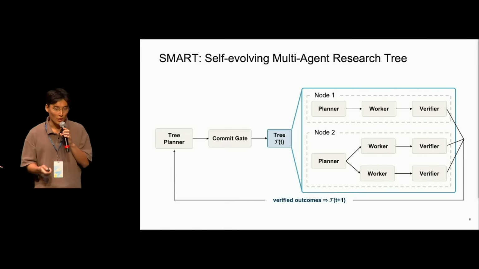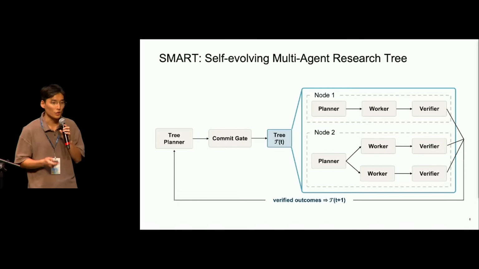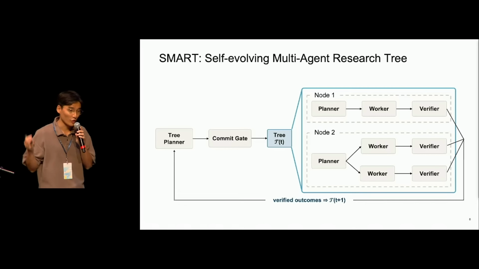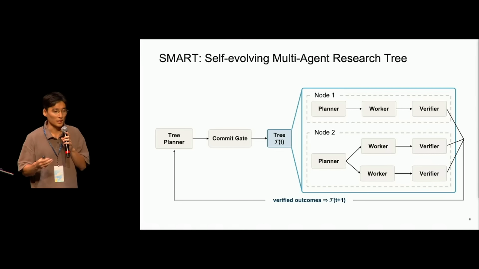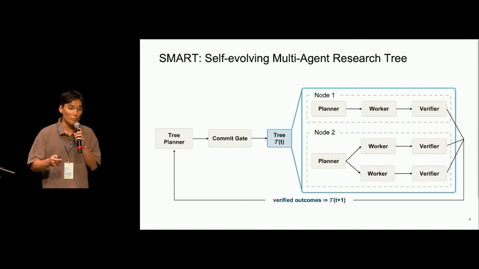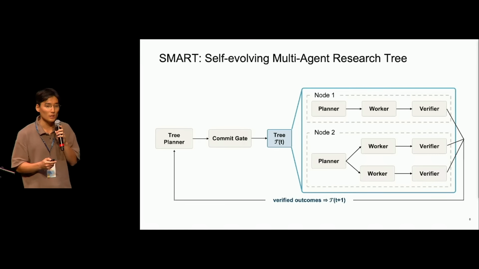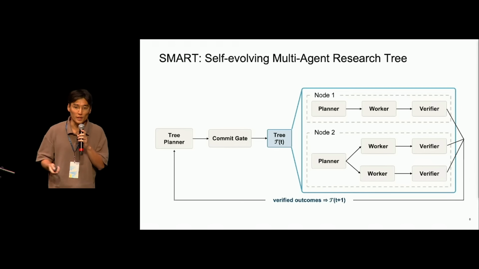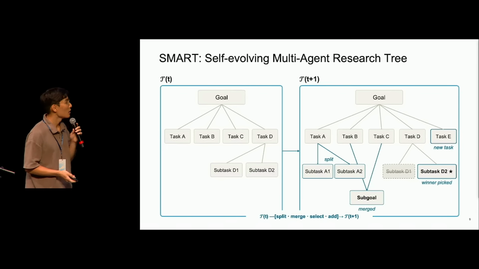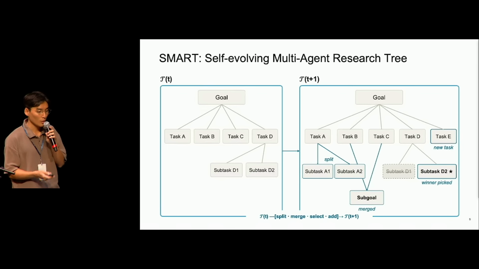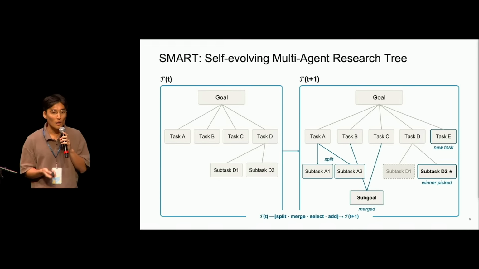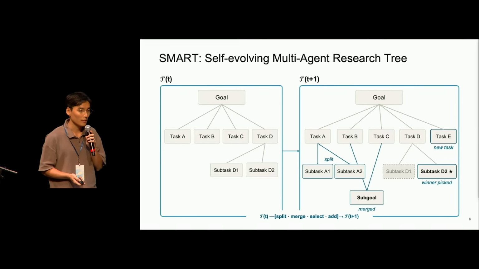That leads us to SMART, the self-evolving multi-agent research tree. The main feature is that we have a tree consisting of nodes, where each node is consisting of planner, worker, and verifier agents. Then the verifier agent outputs are fed into the tree planner agent, which designs the workflow tree of the next step. And here are some example trees. Each node can be either a goal or a task. And at the next step, the task can be split, merged, selected, or added.